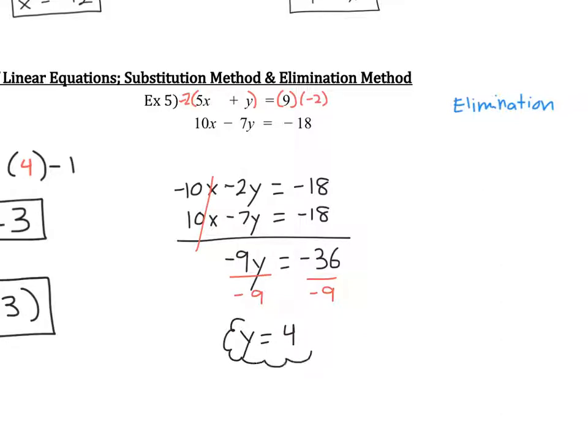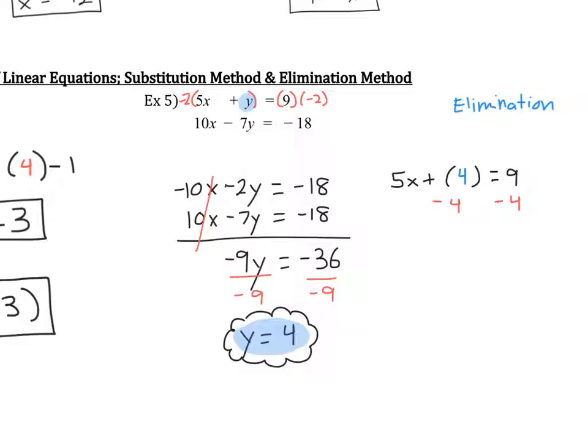Now again, I'm not done. I'm not just solving for y. I need to also find x, so I can go and substitute y equals 4 in either equation. I'm going to substitute it into my first equation only because it looks easier. So I have 5x plus, I'm going to take out the y and replace it with a 4 inside parentheses, equals 9. Now I can subtract 4 from both sides.